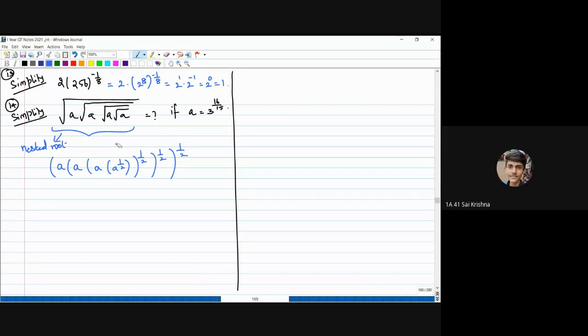Yes, sir. Now you combine this inner bracket. You have this outer bracket as it is. It is a into a, this is a power 3 by 2. This is a power 3 by 2, the whole power 1 by 2, the whole power 1 by 2, then the power 1 by 2. So these two have been combined.